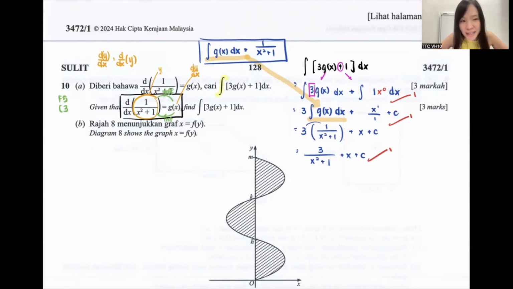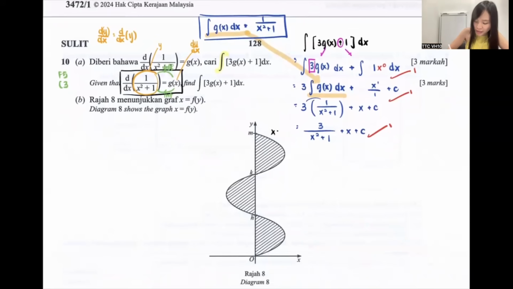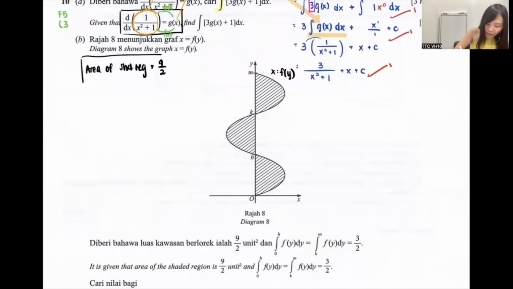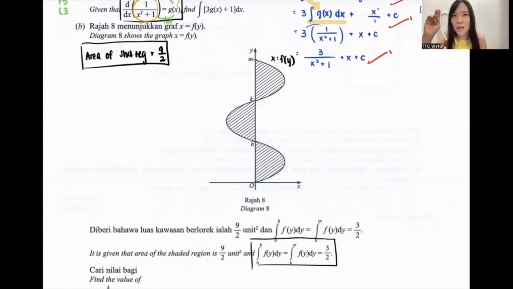Okay, next one, B. They say diagram 8 shows the graph x equals fy. So this whole curve is called x equals fy. That's what they say, the curve like that. Next, they say it's given that the area of the shaded region, let me write down for you guys, is actually 9/2. So instead of asking you for the area, now they give you the area. Other than that, they also tell you this one equals this one equals 3/2. If you never watched my previous video about 2023 or 2022, you better watch it so that you understand this one much better. I hope you understand.